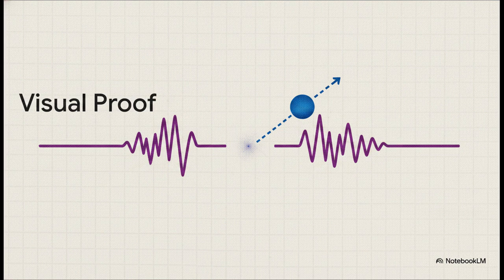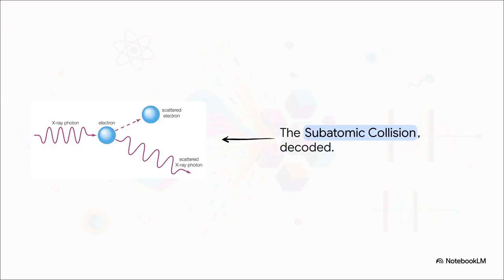This is a massive clue. It tells us that the collision fundamentally altered the photon. It lost a huge amount of energy. And where did that missing energy go? Well, it didn't just vanish, it was transferred directly into kinetic energy, literally knocking that blue electron onto its new path.